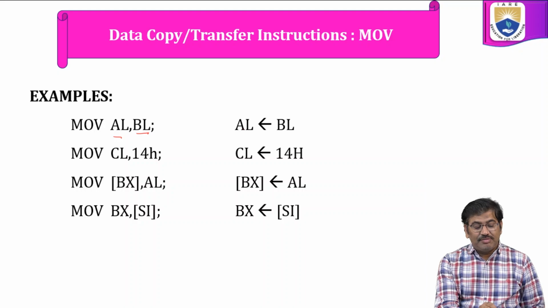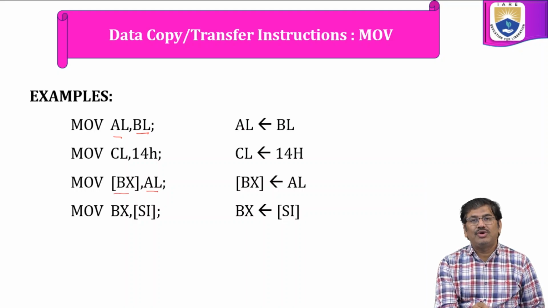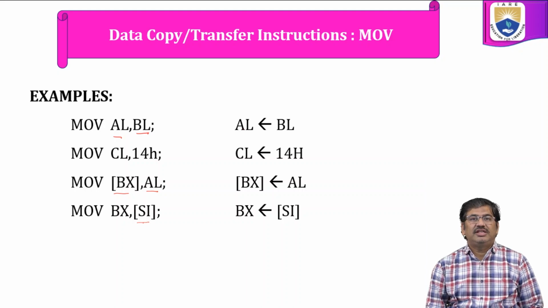The next instruction example is MOV [BX], AL. So here the source is the AL register and the destination is a memory location whose address is specified in the BX register. This instruction will copy the contents of AL into the memory location whose address is specified in BX. Next, MOV BX, [SI]. Here the source is a memory. This memory content we are loading into the BX register. So BX is loaded with the memory contents whose address is specified in the SI register. This is a 16-bit data transfer as the destination is the BX register.